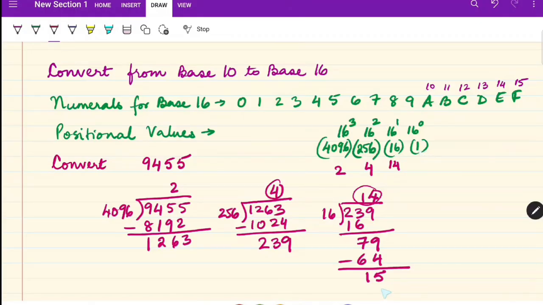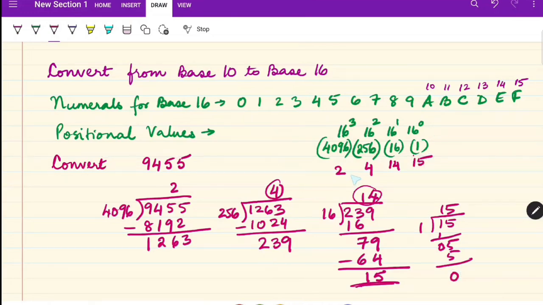And then finally, we have to finish off with 15. So 15 has to be divided by the 1, the next lower positional value. So 1, 1. All right, and we get 15. So this has a positional value of 15.